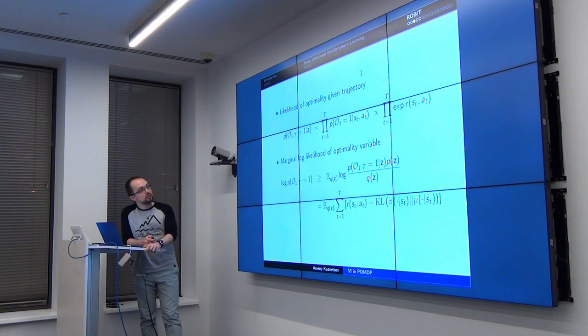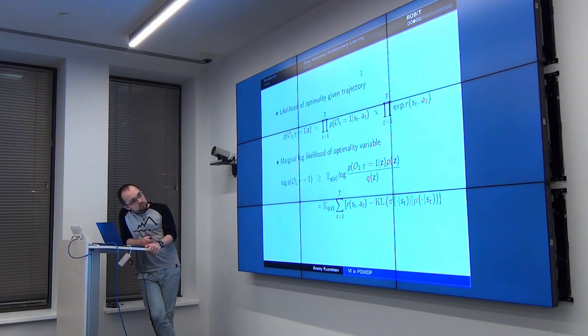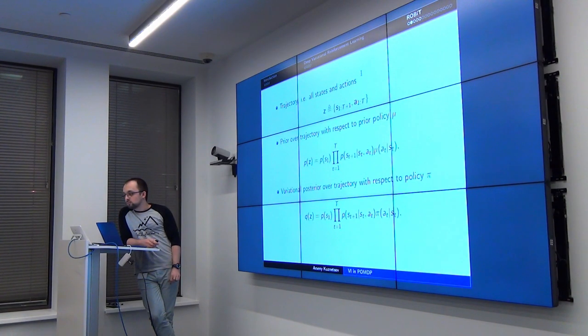And likelihood of optimality given trajectory is just a product of exponents of rewards. Here we think now that reward is deterministic, and so we just integrate over rewards, and rewards is just a function. We say that optimality is proportional to exponent of sum of rewards. Is it usual that we know the probability of transition from one state to another? You don't know them, and you don't need to. All of them will disappear in the KL divergence between P and Q. Okay.